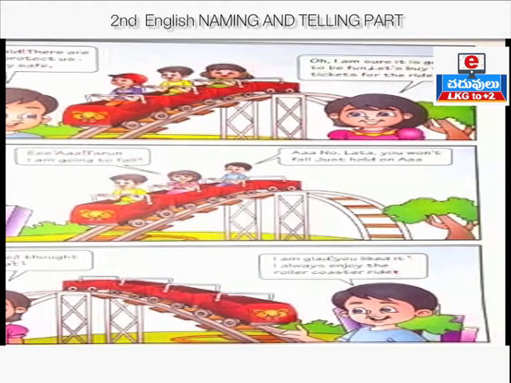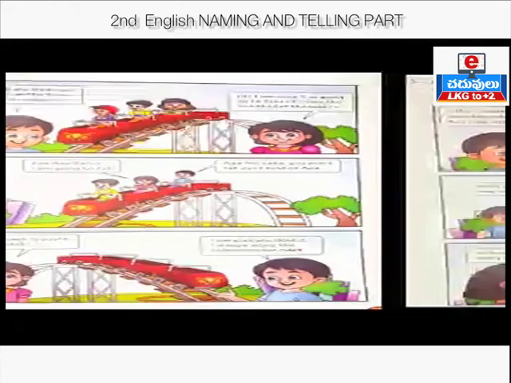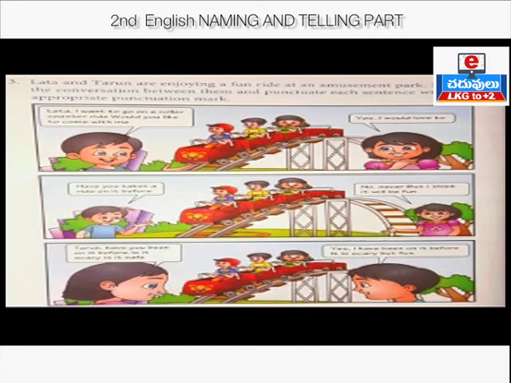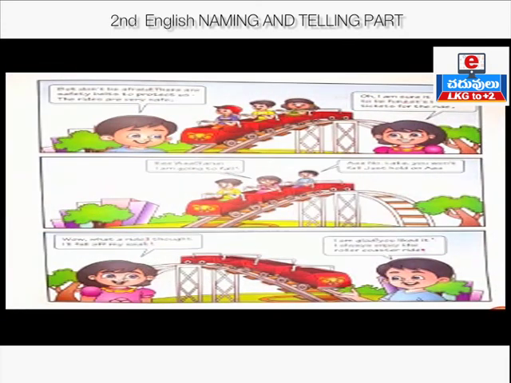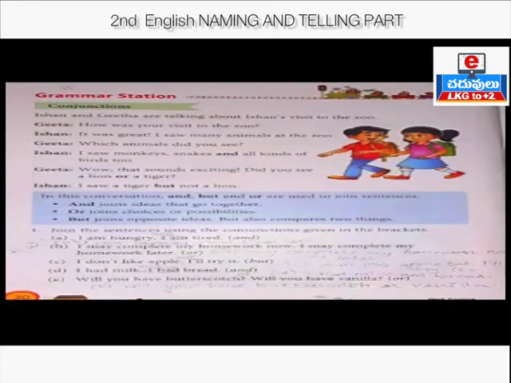Children, you have to punctuate each sentence with the appropriate punctuation mark. Okay? These 2 pages. Come to page 30. That is grammar junction. That is conjunctions. What are conjunctions? We'll see now. Ishan and Geeta are talking about Ishan's visit to the zoo.